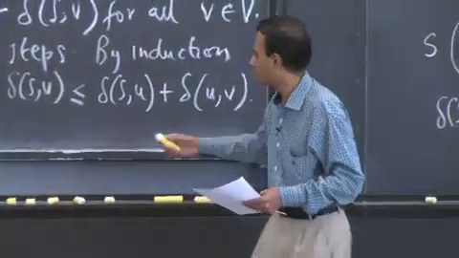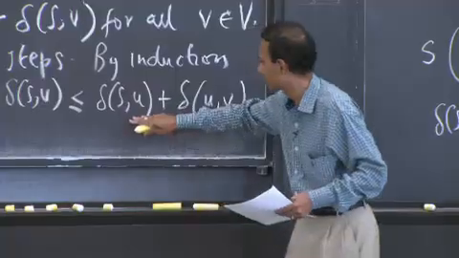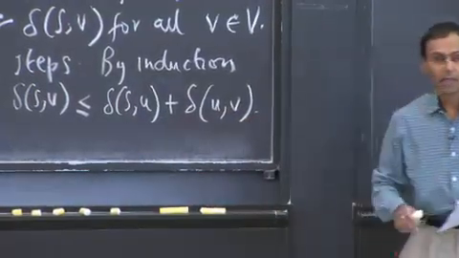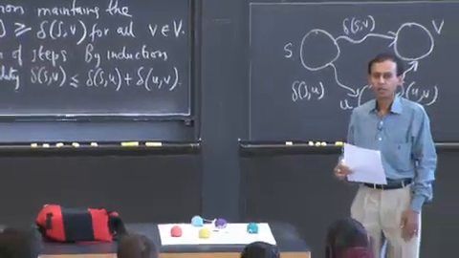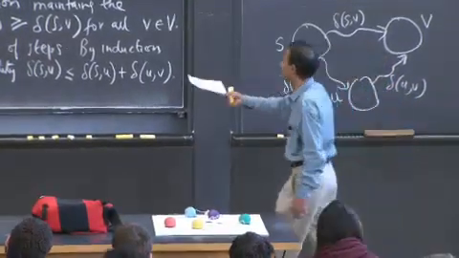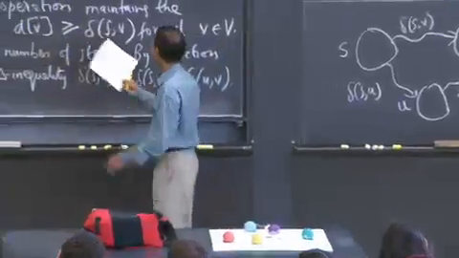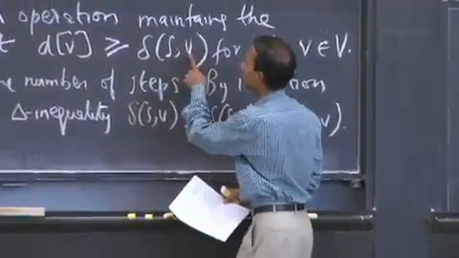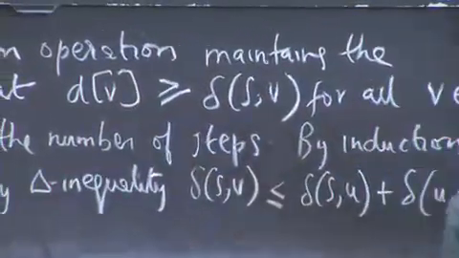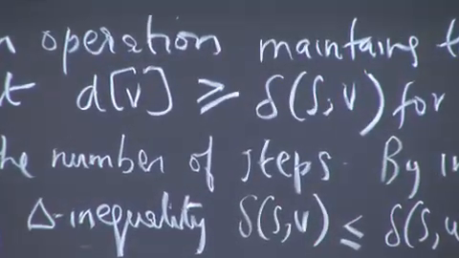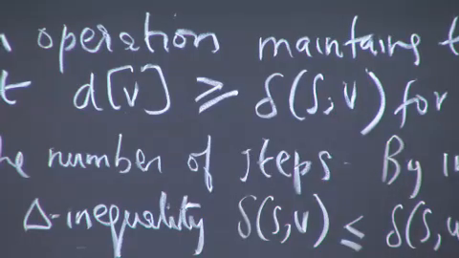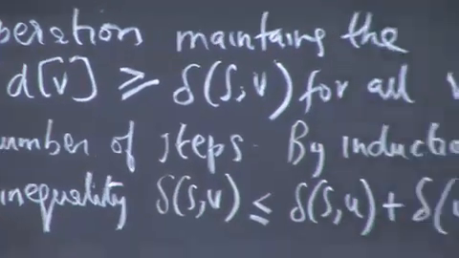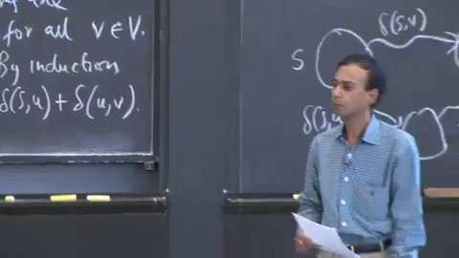What can I say now, given what I have here? Look at these two values, and what can I say about these values? How can I prove what I want to prove, which is basically delta of S comma V should be less than or equal to d of V. Okay? That's what I want to show. I've just written it the other way here. How do I do that? Anyone?